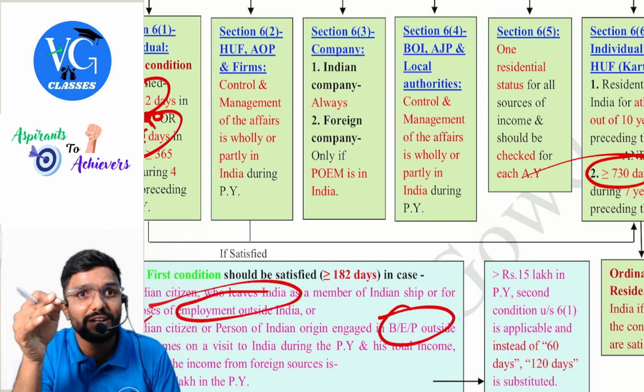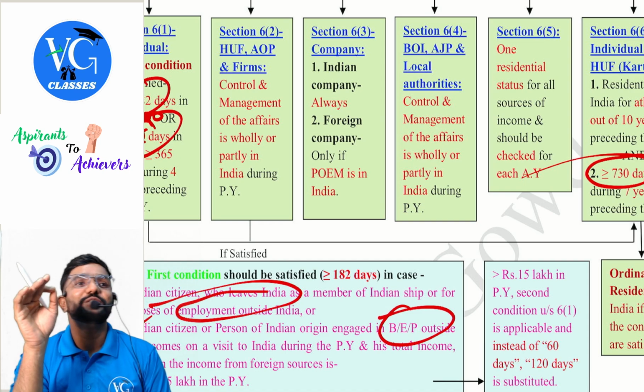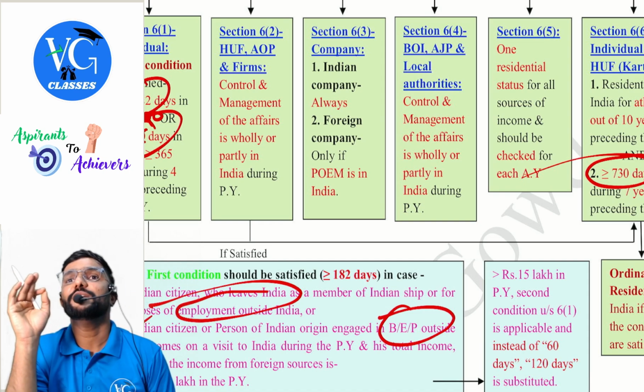ಏನೋ ನೀನ್ ಕಟ್ಟಿದ್ದ ಮತ್ತೆ ಏನ್ ಕೈ ಎತ್ತಿದ್ದಾರೆ So AJP means artificial juridical person.